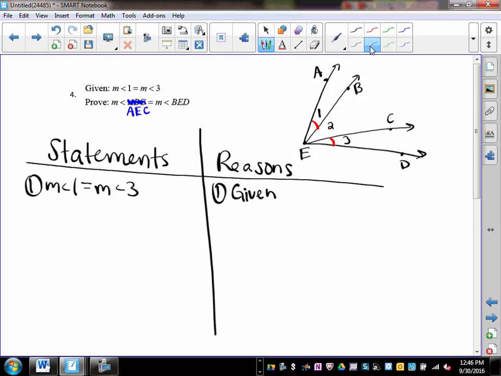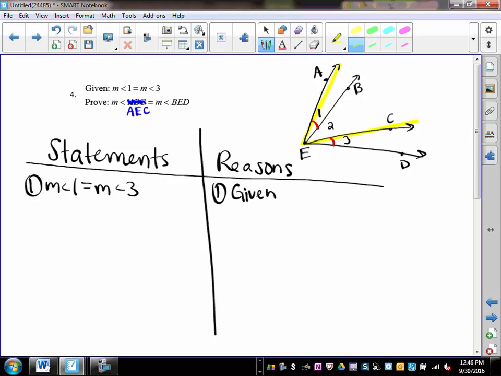All right. So this lets us know that they are congruent, they have equal measures. Now, also, let's take a look at what we're trying to prove. I'm going to do a little bit of highlighting here. Angle AEC.